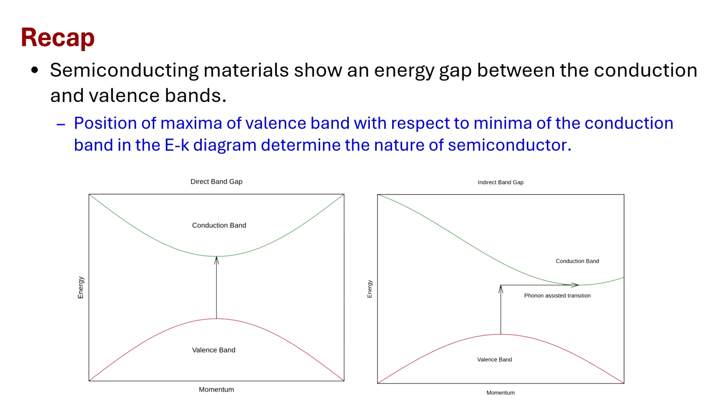Just to briefly recap what we did in the last class: we looked at the semiconducting materials, and that they have an energy gap between what is called the conduction and valence bands. And the relative position of the maxima of the valence band with respect to the minima of the conduction band in the energy wave vector diagram, that is the EK diagram, determines whether the material is a direct band gap semiconductor or an indirect band gap semiconductor. You can see on the left, for a direct band gap semiconductor, the minima of the conduction band and the valence band maxima coincide at the same K value.